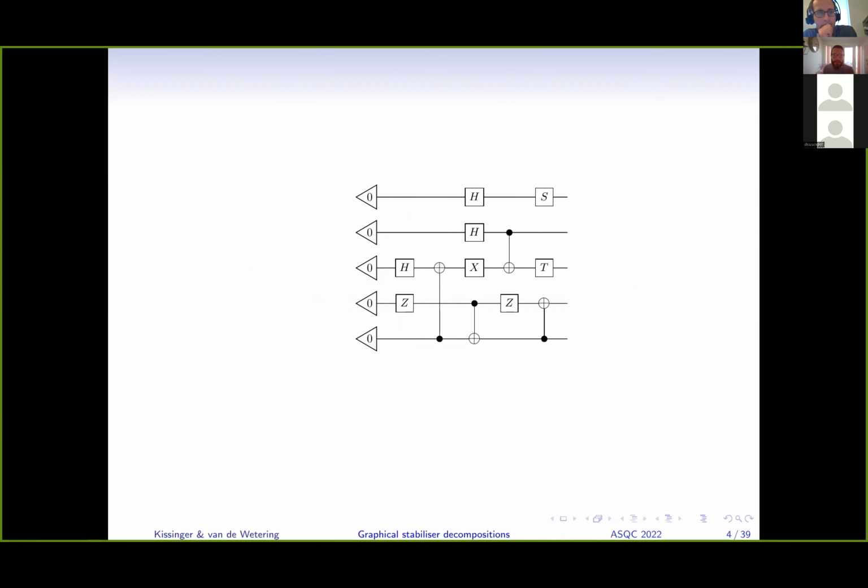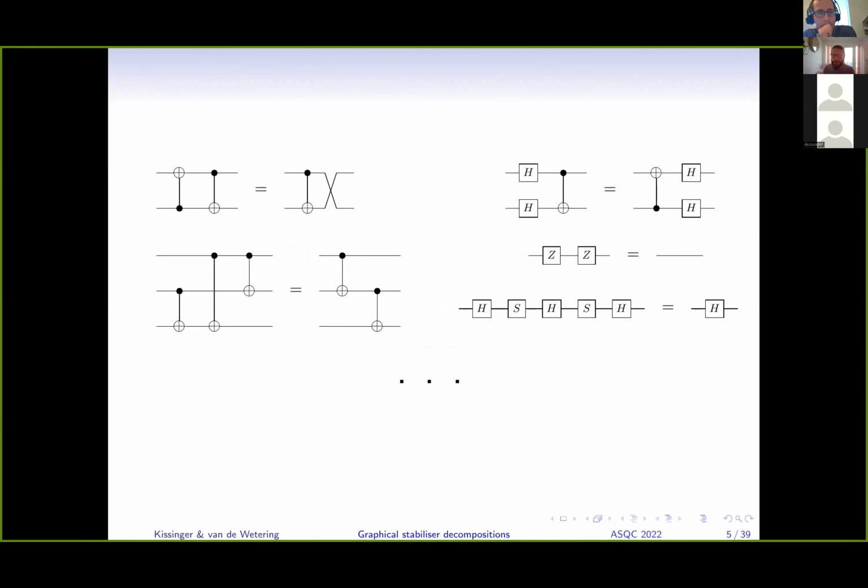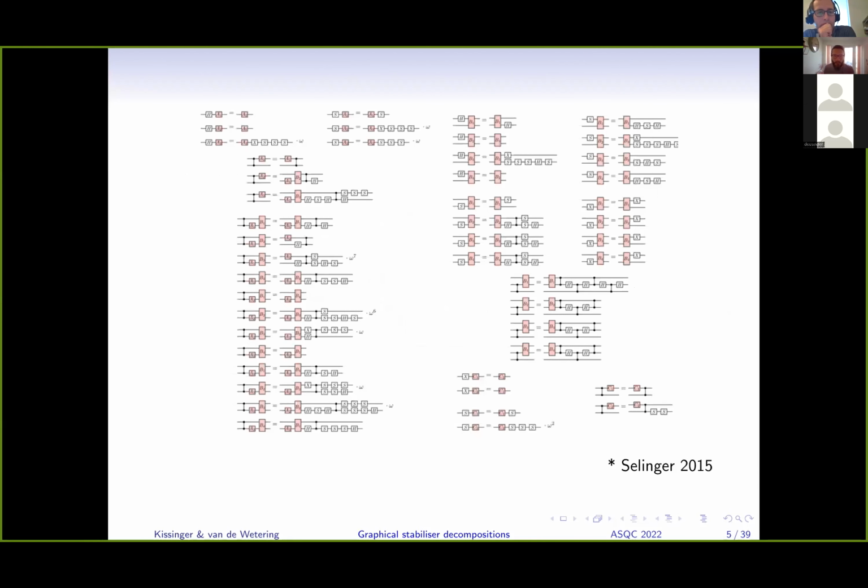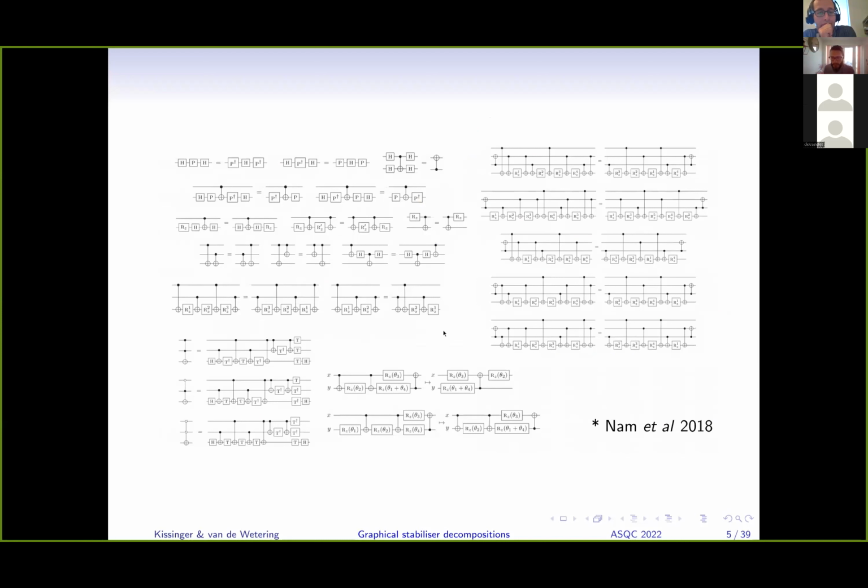And you can get some mileage with this. The problem is you don't really know where to stop, right? So you can come up with a few circuit identities and then a few more, and then more and more and more, and there's no real structure to these things. You just come up with these things as you need them, I would say.